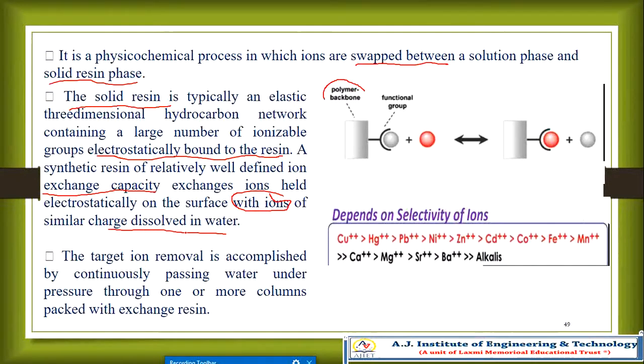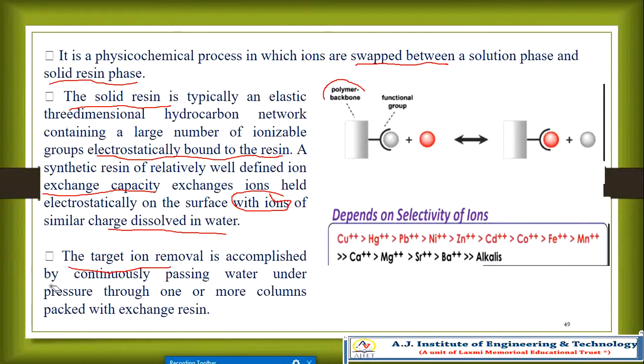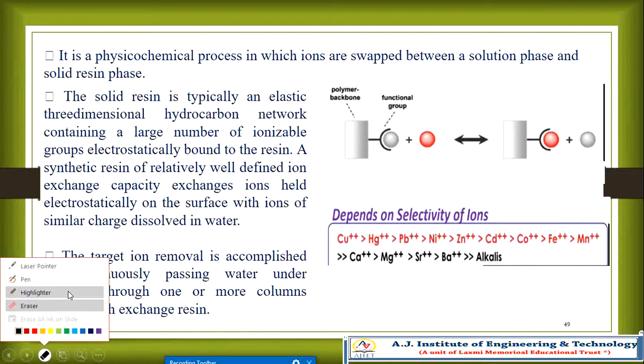The target ion removal is accomplished by continuously passing the water under pressure through one or more packed columns, packed with ion exchange resins.